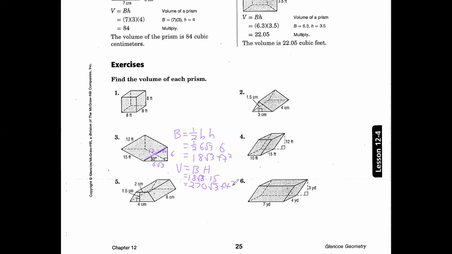If you wanted to multiply this out, that's fine. You do times the square root of 3. So as a decimal, this answer would be 467.7 feet cubed.